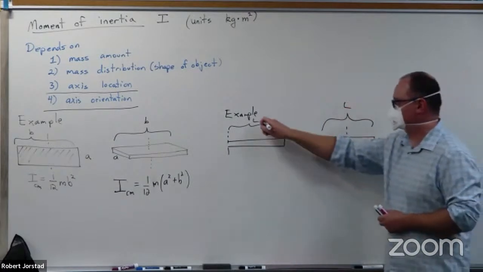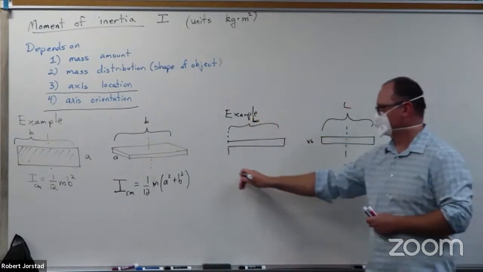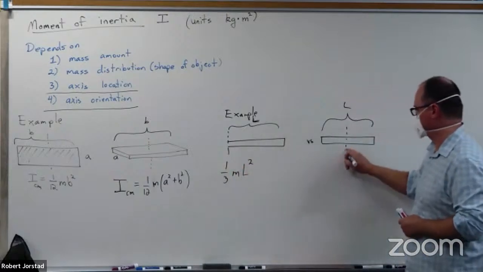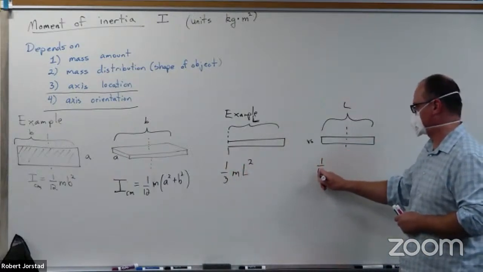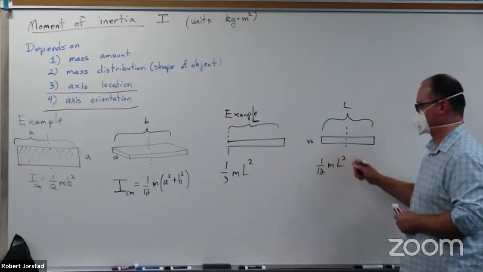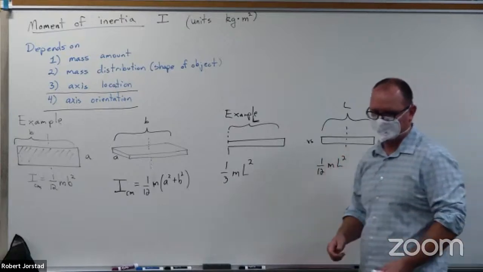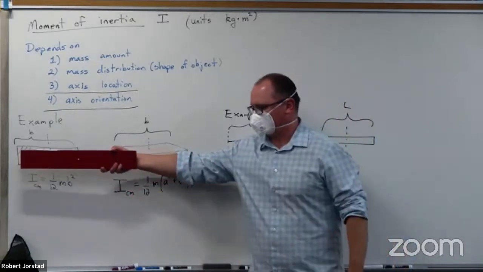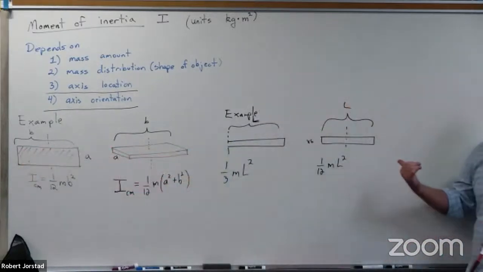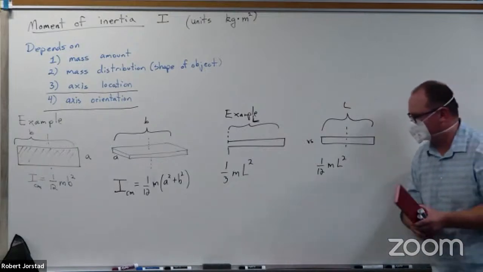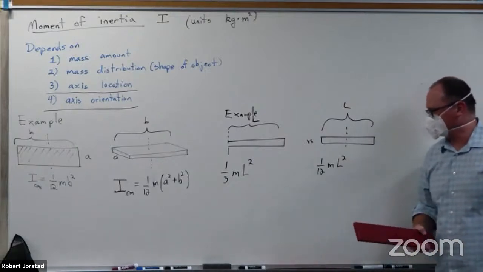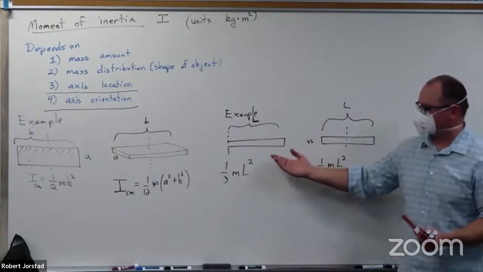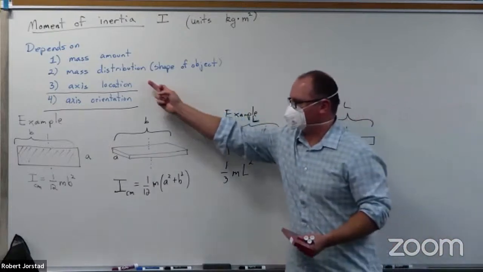You have a rod, it's length L. This one is 1/3 ml squared versus this one is back to our 1/12 ml squared. Notice a plate about its center acts exactly the same as a rod about its center. All right, so we could derive these results.